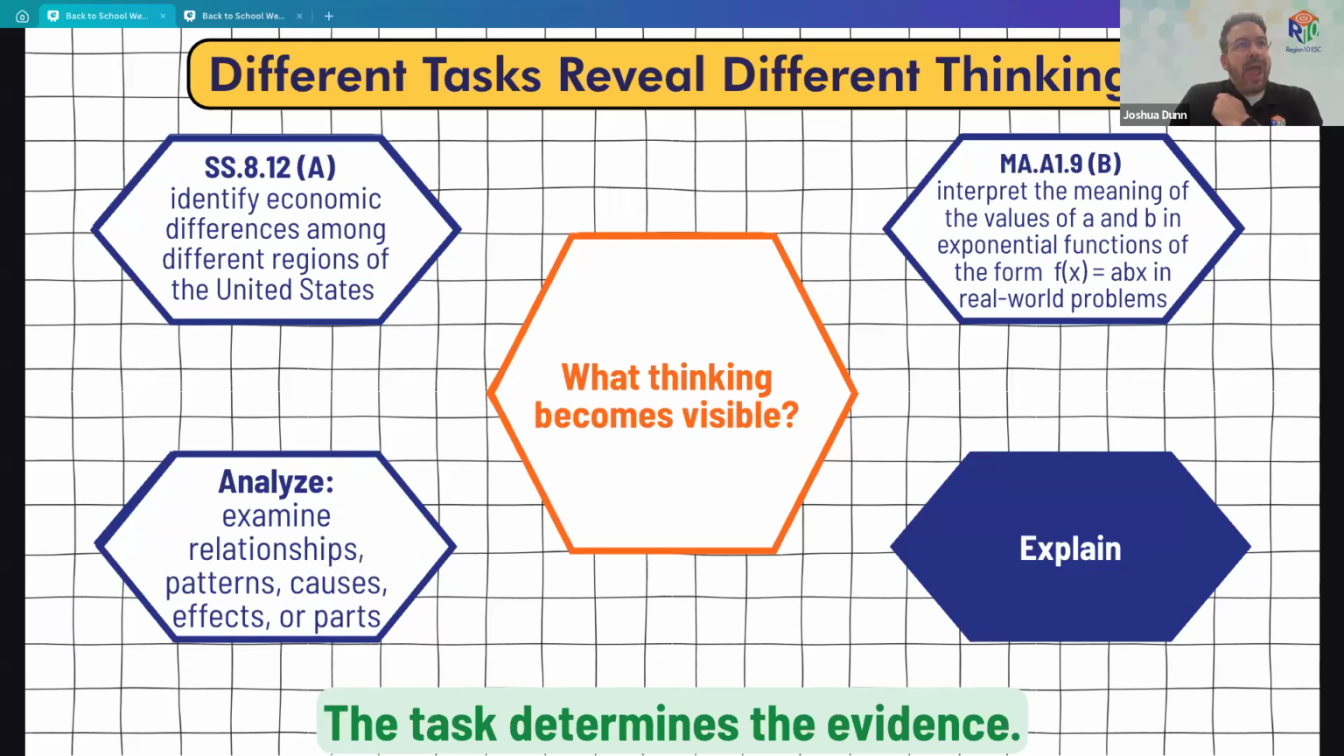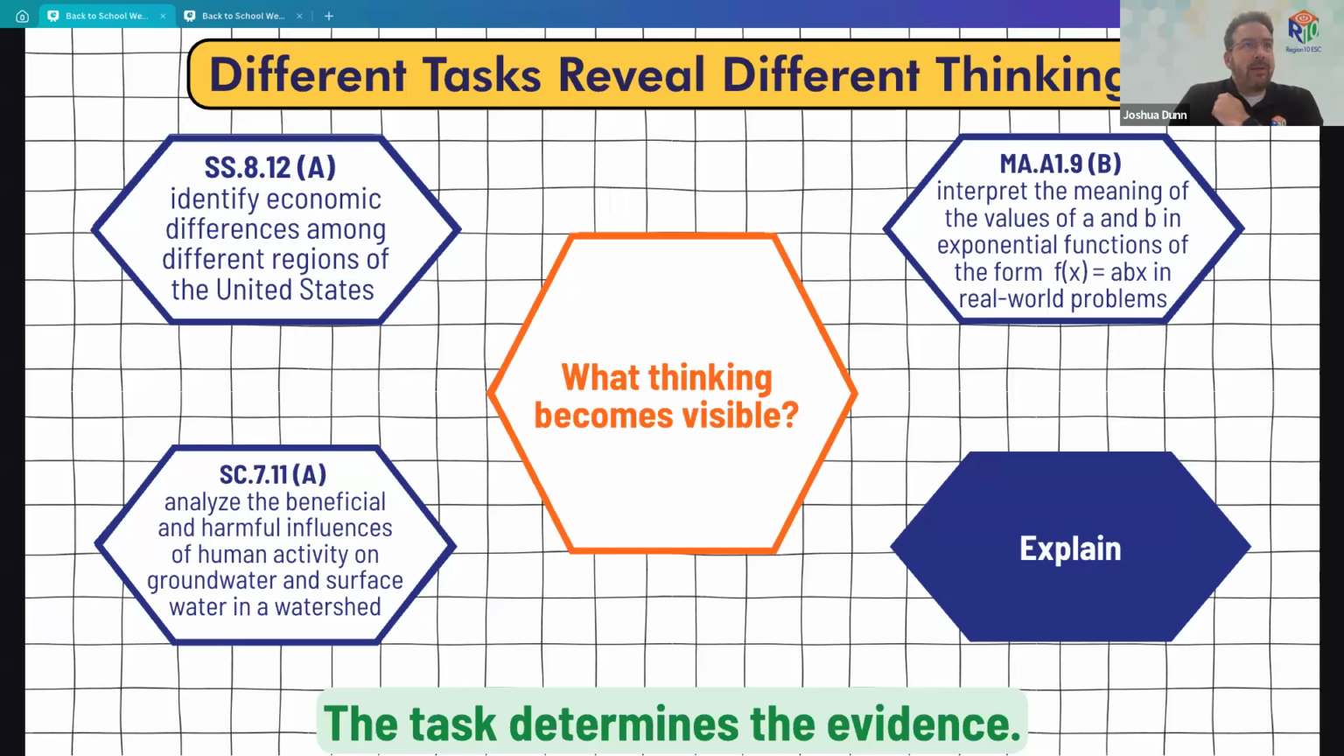So I move over to analyze: examine relationships, patterns, causes, effects, and parts. So let's look at a science item this time from grade 7. Analyze the beneficial and harmful influences of human activity on groundwater and surface water in a watershed. A strong task might provide data, a model, a watershed diagram, or several human activities, and ask students to connect each activity to its effects. The evidence should reveal whether students understand the cause and effect relationships within the system.